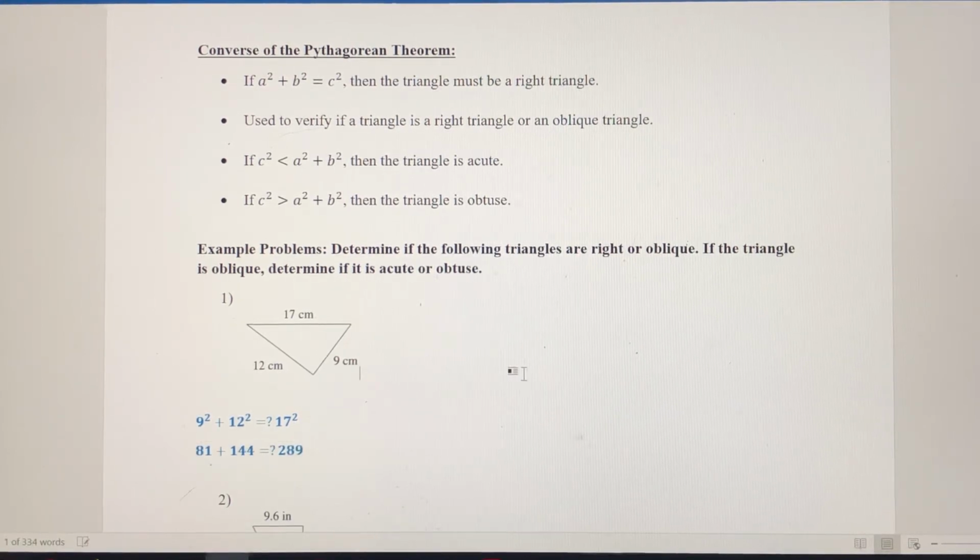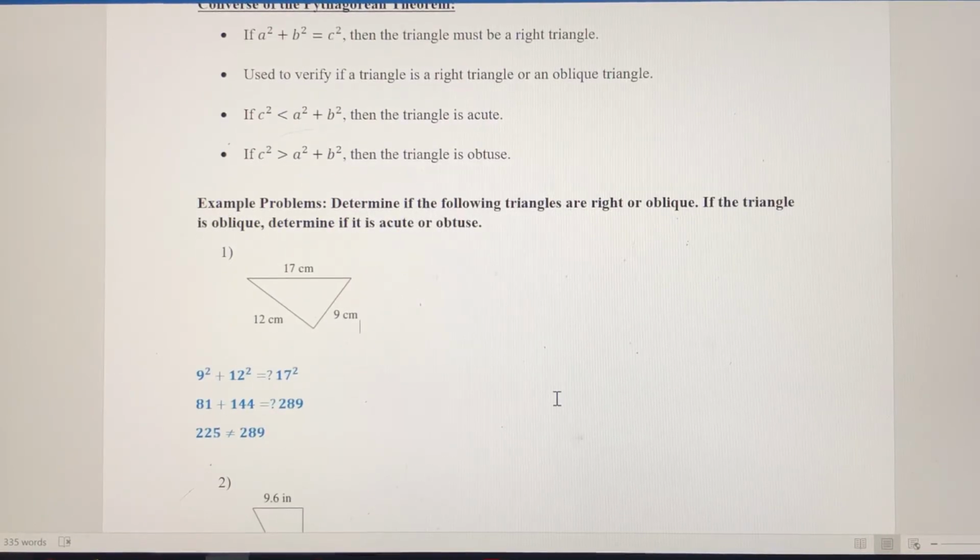So I'm going to square everything. I get 81 plus 144. Is it equal to, is it not? I'm not sure yet, to 289. Now I'm going to combine 81 and 144. That gives me 225 and 289 on the left and right sides, respectively. Obviously those are not equal. That's what this symbol means, the equal sign with the slash through it.